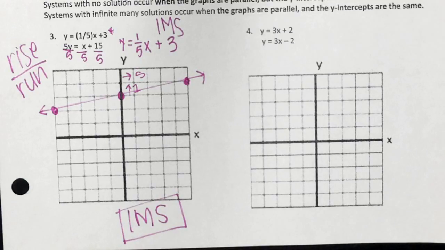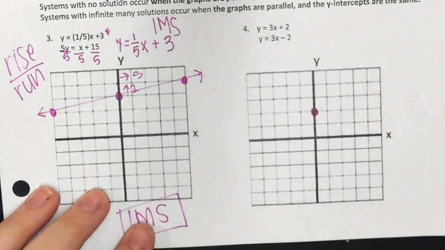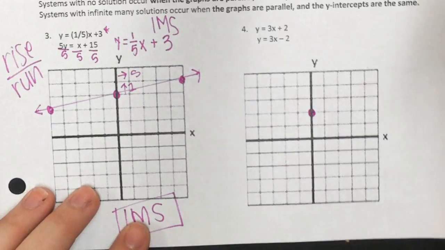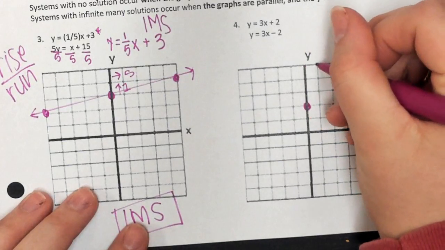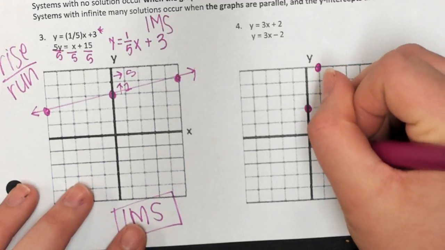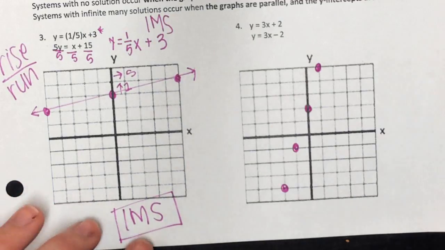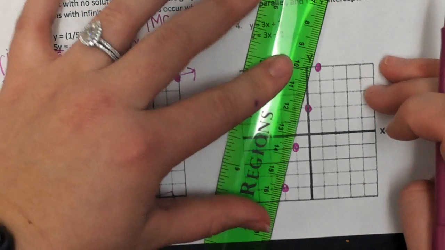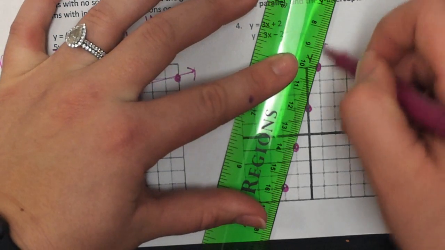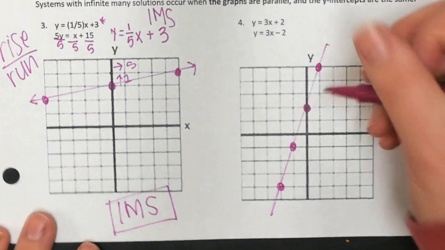Okay, let's graph number 4. So you go to positive 2 to graph number 4. Rise 3 over 1, or you could go down 3 over 1. So this was the first equation. Also graph the second equation.